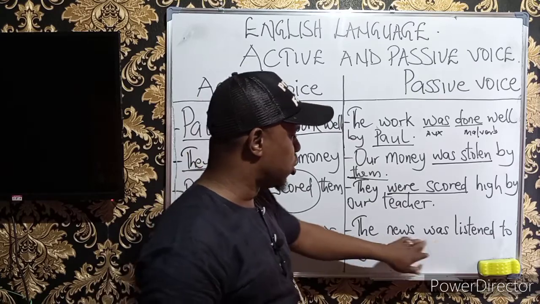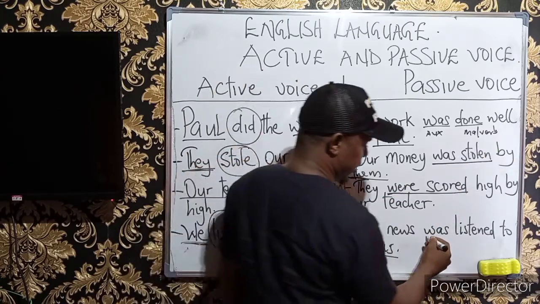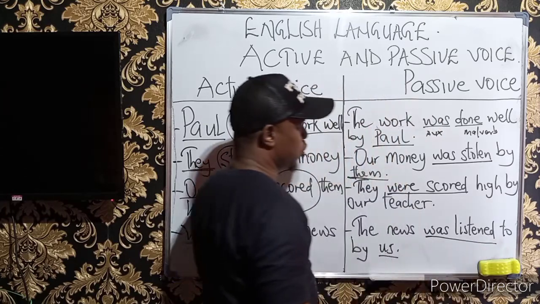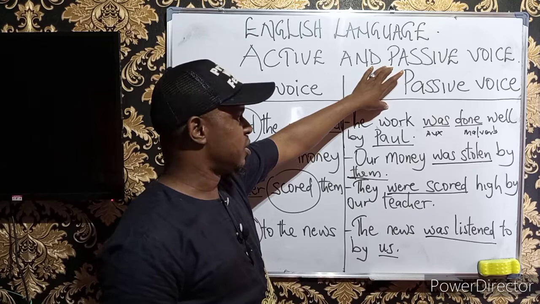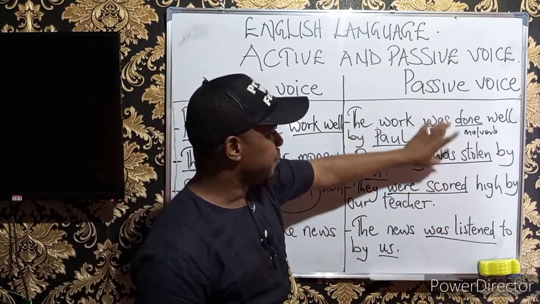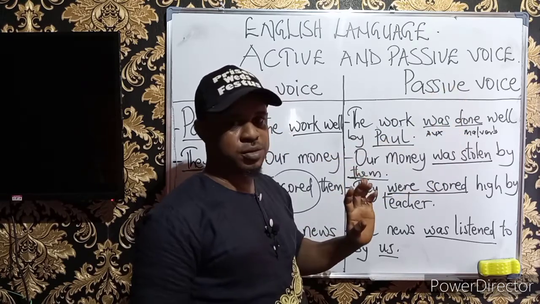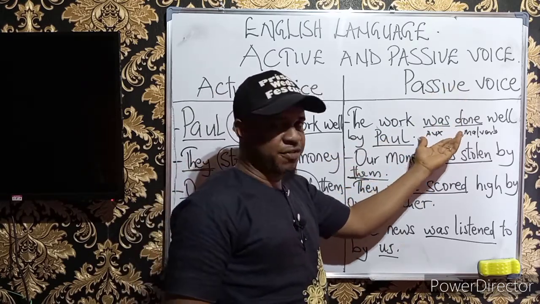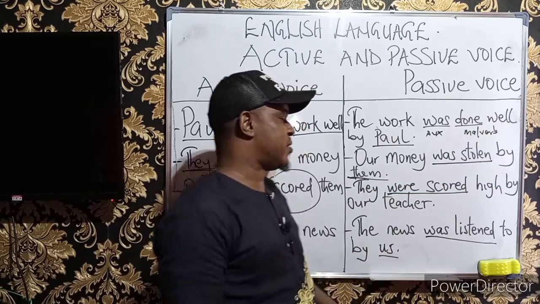Finally, the news was listened to by us. The same thing is also obtainable. So to say that passive voice expressions, when we establish them, we notice that there will be verbs in these forms. That is, an auxiliary verb and the main verb coming to be put in place.